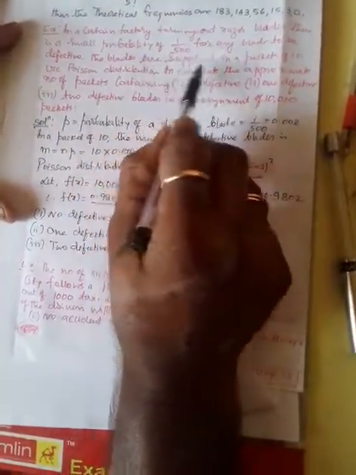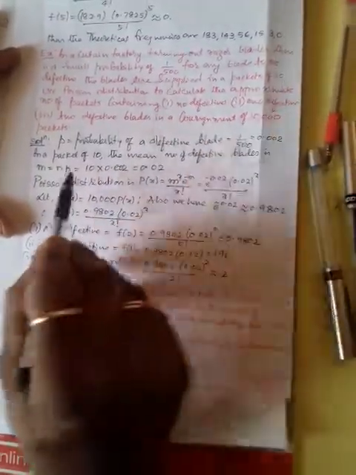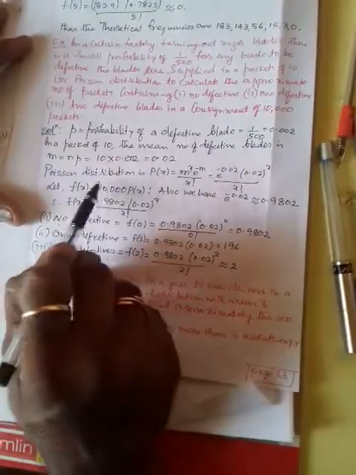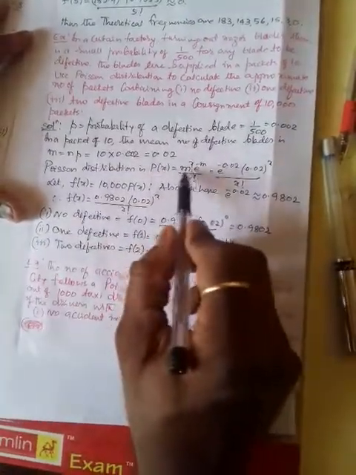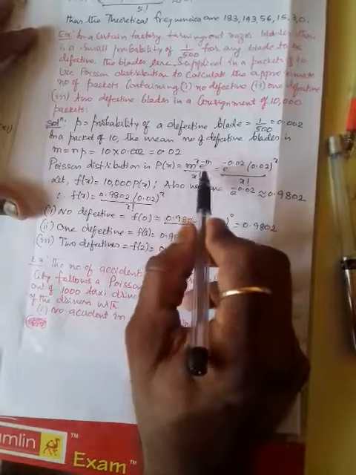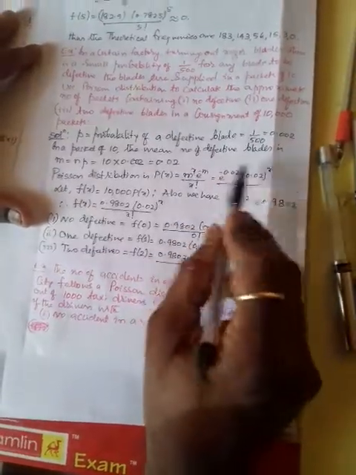In a packet of 10, the condition is given here already. The blades are supplied in a packet of 10. That's why it is 10 into P. Next, the Poisson distribution is already shown. P of x equal to m to the power x e to the power minus m divided by x factorial, putting the respective values, and f of x equal to what?